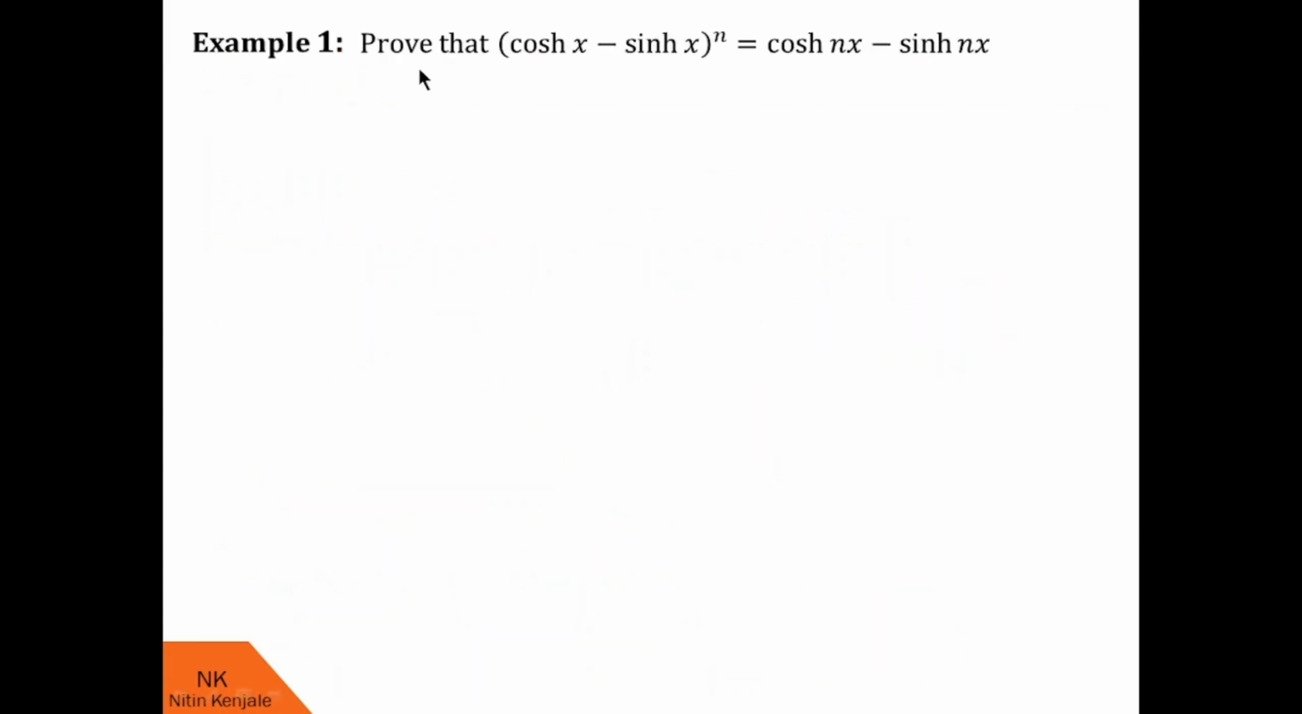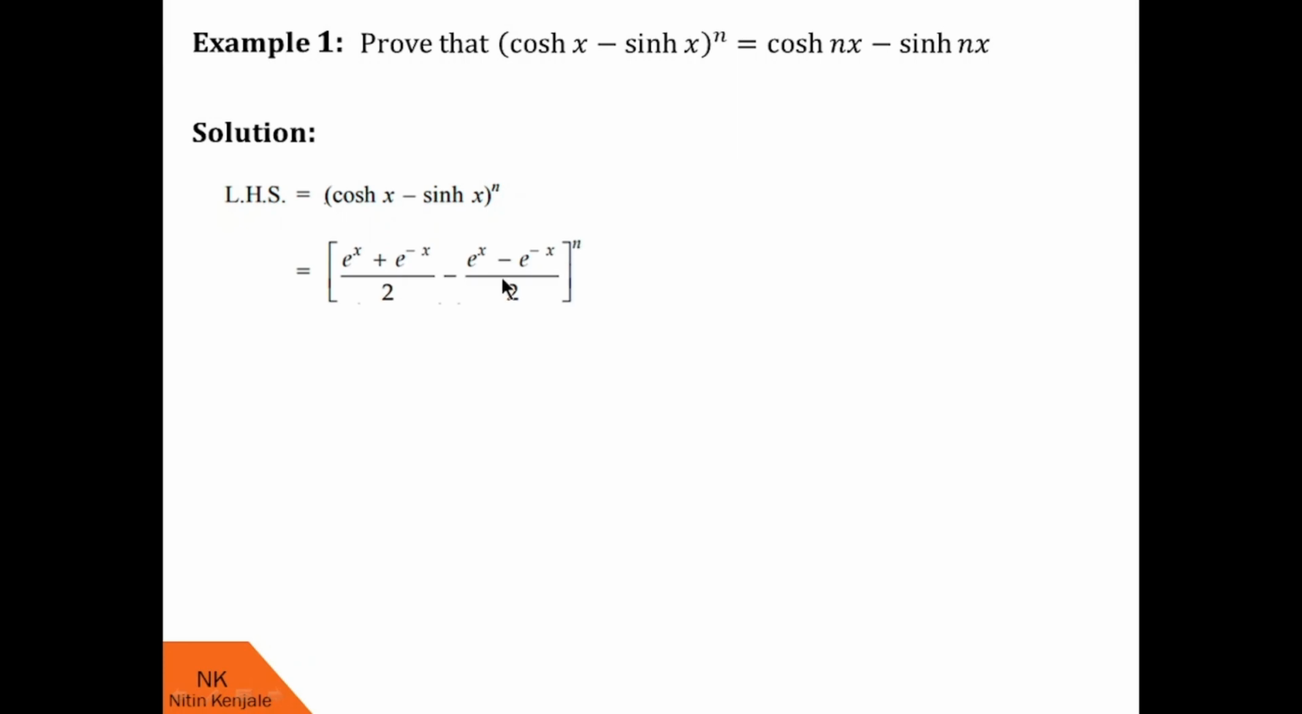In this example, we are asked to prove that (cos hx minus sin hx) whole raised to n is equal to cos h nx minus sin h nx. Let's go for the solution. In the solution, we proceed with LHS. LHS is (cos hx minus sin hx) whole raised to n. We will make use of the exponential forms of cos hx and sin hx over here. After replacing cos hx and sin hx by their exponential forms, the LHS becomes this.